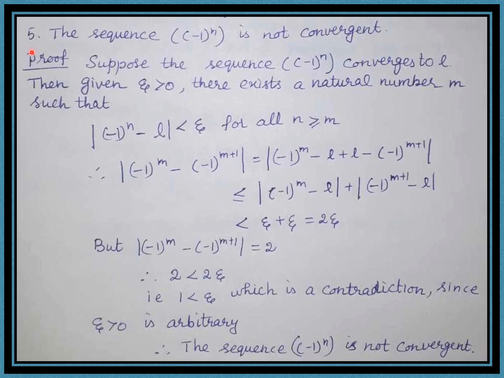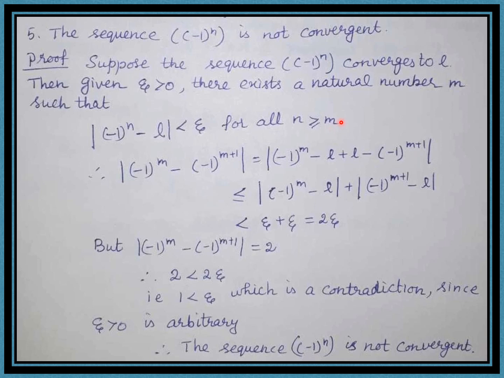Next example: the sequence minus 1 power n is not convergent. So there doesn't exist an L such that the absolute value of (minus 1) power n minus L is less than epsilon for all n greater than or equal to m. Contrarily, let us assume that there exists an L such that for a given epsilon greater than 0, there exists a natural number m such that the absolute value of an minus L is less than epsilon for all n greater than or equal to m.